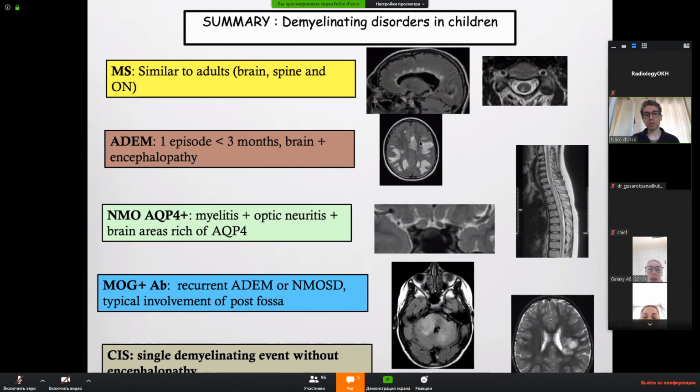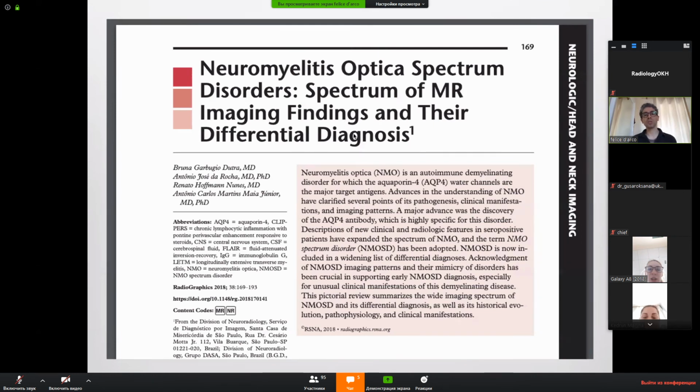I have some chat here. This is just one thing I would like to show you. This is the paper that you can download for free from the Brazilian group in São Paulo. Brazilians have a very amazing school of neuroradiology, and a lot of professionals. You can download this, and it shows you the spectrum, the neuromyelitis optica spectrum disorder, with the MRI findings, and also the differential diagnosis. I think it's very important to have this paper together with the one from Hako in Neurology.